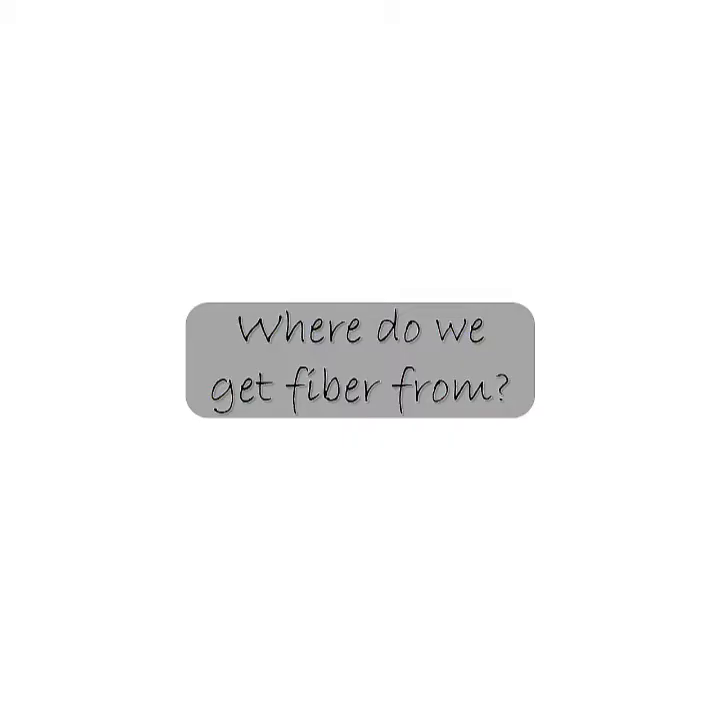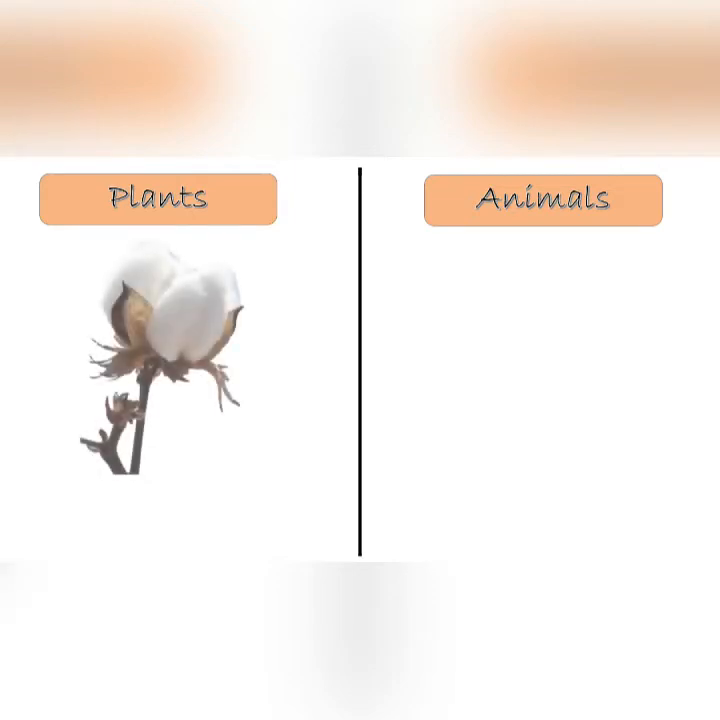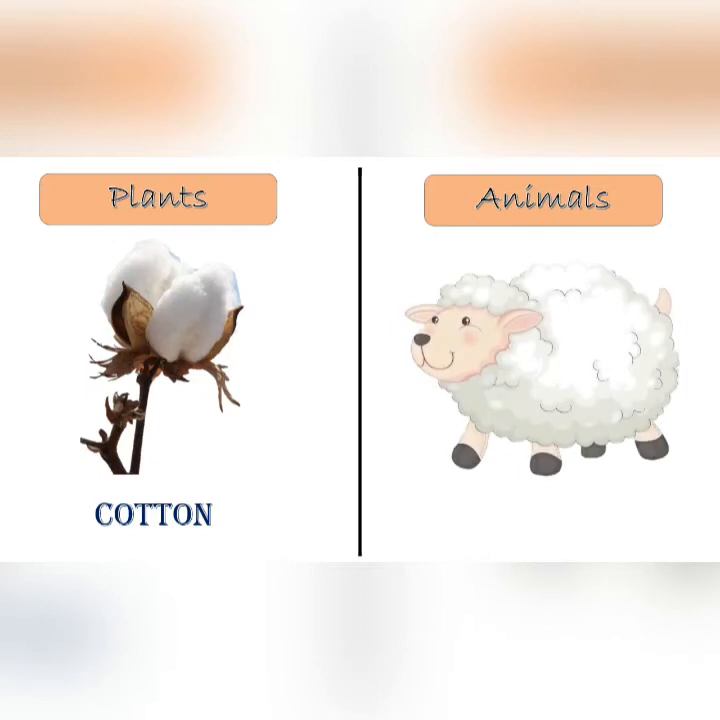So kids, now let us discuss where we get this fiber from. So kids, we get fiber from two sources, plants and animals. The cotton fiber which is used to make cotton clothes is obtained from a plant source, whereas wool which is used to make woolen clothes is obtained from different animals like sheep and goats.